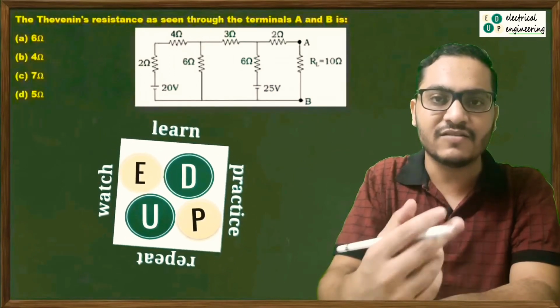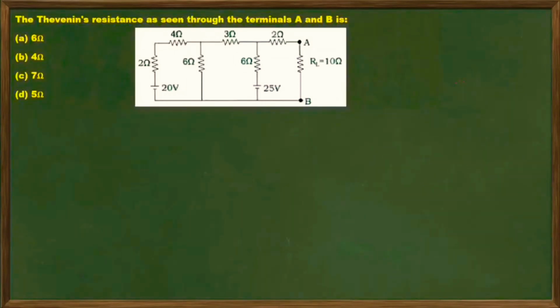Okay, now let's start today's lecture. This is the first question of today's lecture. This is a very basic question and it was asked in last year's SSC JE exam paper. In this question it is asking what is the Thevenin's resistance as seen through the terminal A and B. As I said in the last class, while finding the Thevenin's resistance or the equivalent resistance, we need to remove all the independent voltage as well as current sources. So let's remove all the independent sources.